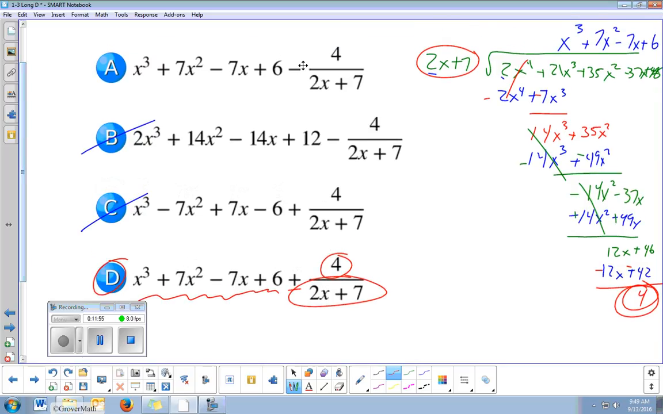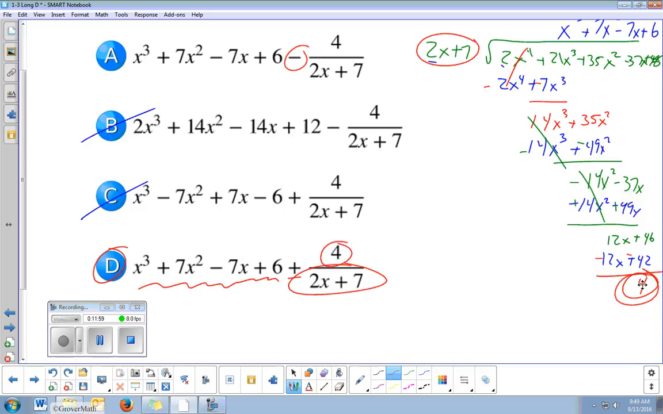Choice A has it as a minus, which would be the case if it came out to be a negative 4 remainder, but it's not. A positive 4 remainder means plus that. So plus remainder over divisor. That's what you do when you have a remainder. It's the quotient plus remainder over divisor. That's how we set up our answers.